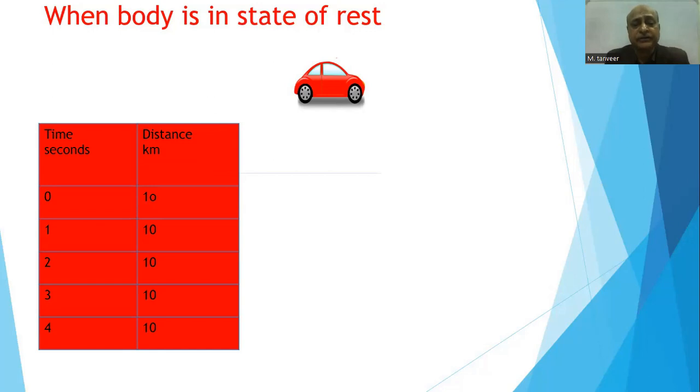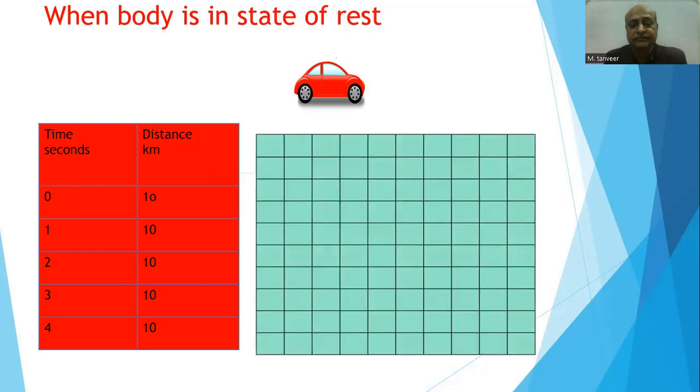From initial point, its distance is 10 meters in 0 second. When 1 second is passed, it is not traveling. Distance is same, 10 meters. In 2 seconds, distance is same, 10 meters. 3 seconds, 4 seconds, 5 seconds. Time is passing, but car is not covering a distance. So body is in state of rest. So what will be the shape of distance time graph? We have to discuss in this class.